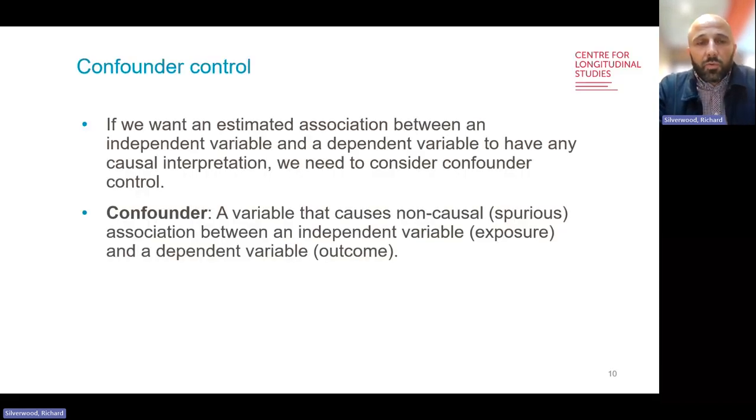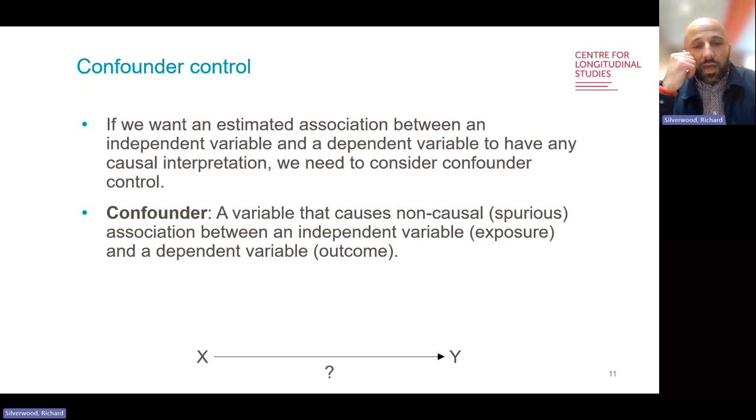So if we're wanting to estimate an association between an independent variable or an exposure and a dependent variable or an outcome, and we wanted to have any sorts of causal interpretation, then we generally need to think about confounder control. So I'm sure that most of you will understand exactly what I mean by a confounder, but just to give a very brief definition to ensure that we're all on the same page, the confounder is a variable that causes some non-causal or spurious association between an independent variable and a dependent variable.